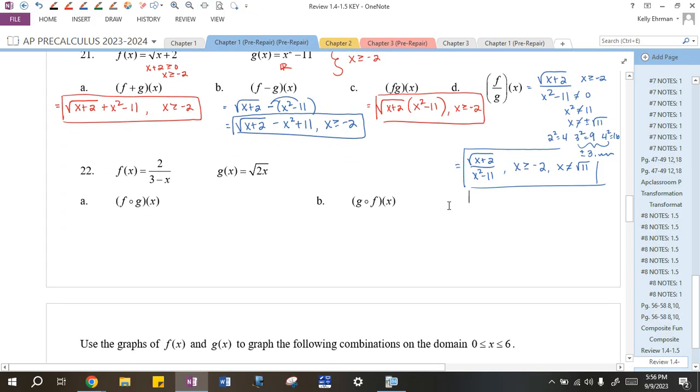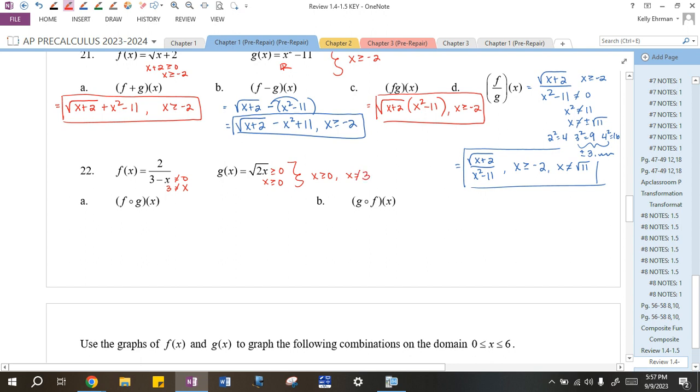Okay, now we have a new set of functions, so let's do the domain for these. So 3 minus x can't equal 0. That means that 3 can't equal x, or x can't equal 3. And then for the square root function, 2x has to stay greater than or equal to 0. So x has to be greater than or equal to 0. So combined, x needs to stay positive, but x can't equal 3.